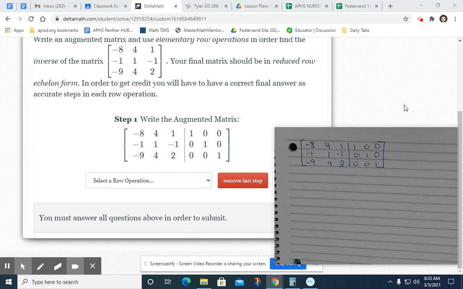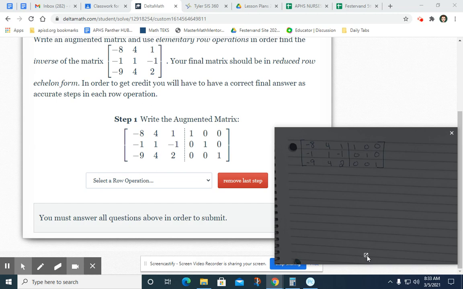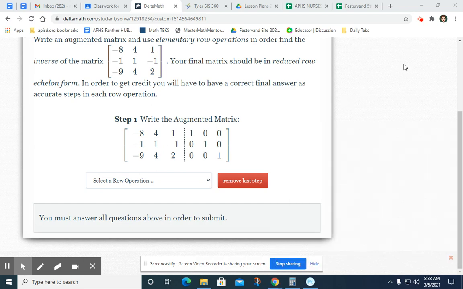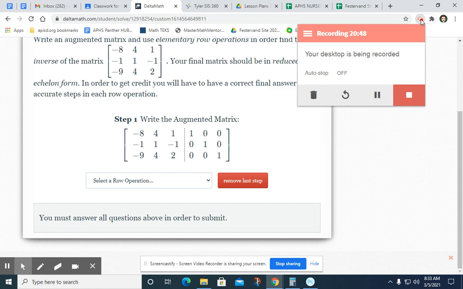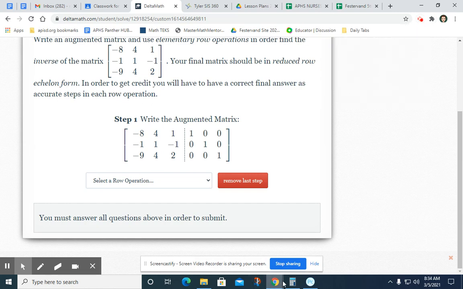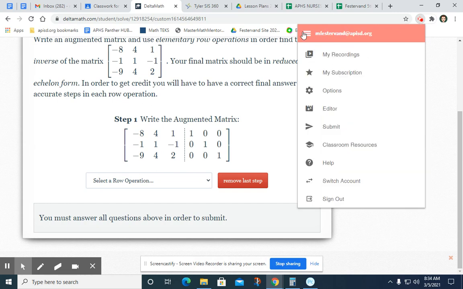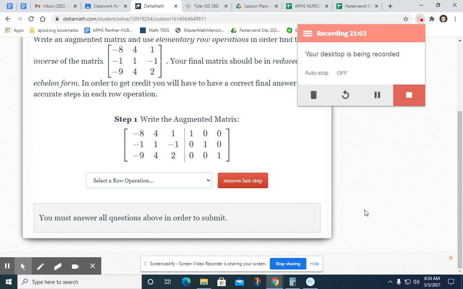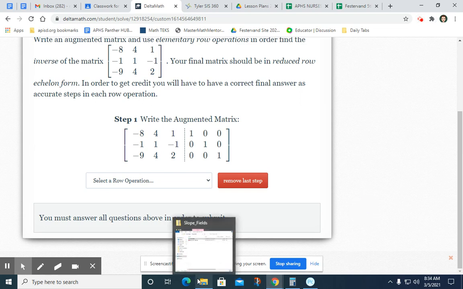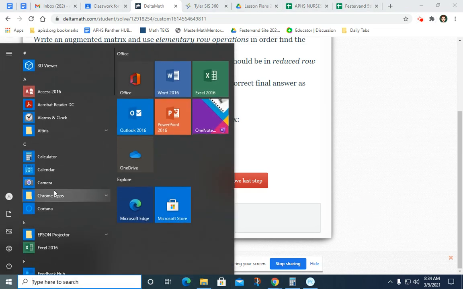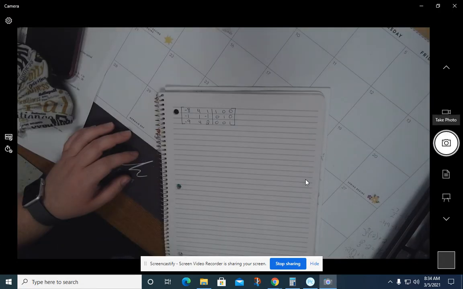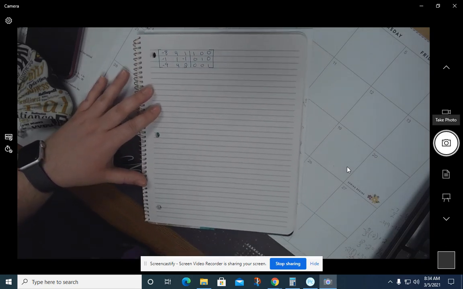Okay, here we go. No, that's not what I wanted you to do. Where did it go? It went away. Anybody know how to fix it? I got rid of my camera by accident. Okay, here we go. It's fine.